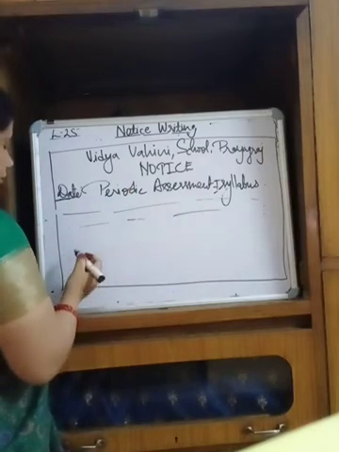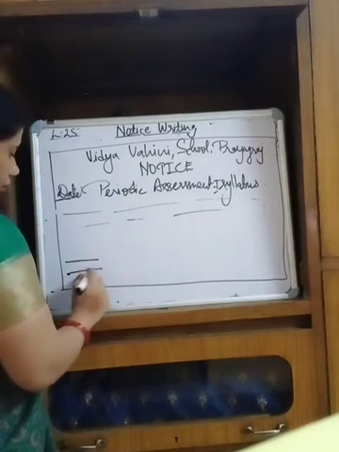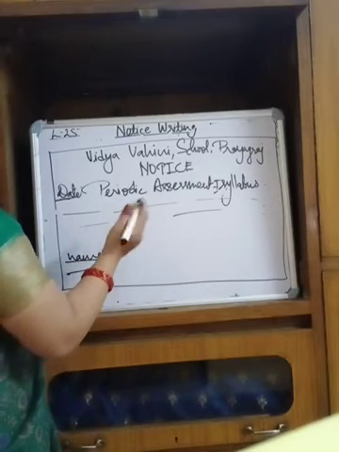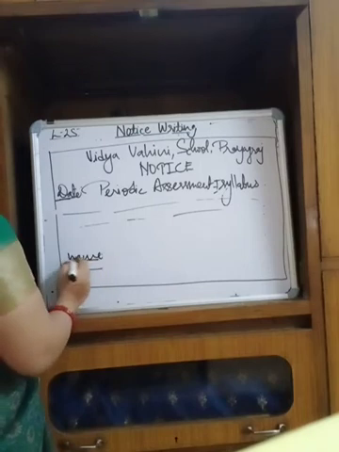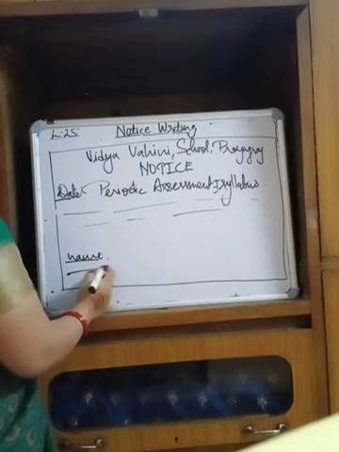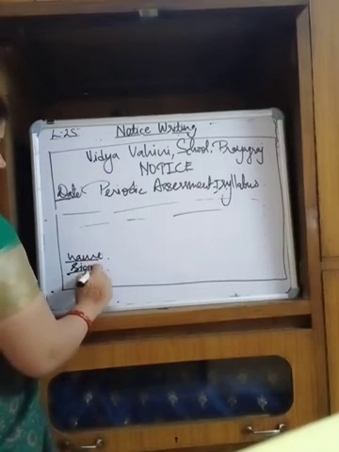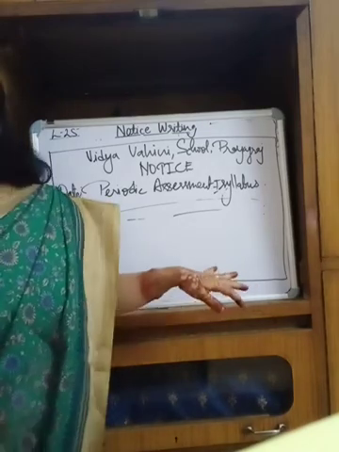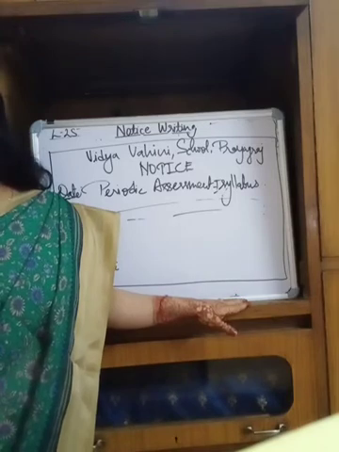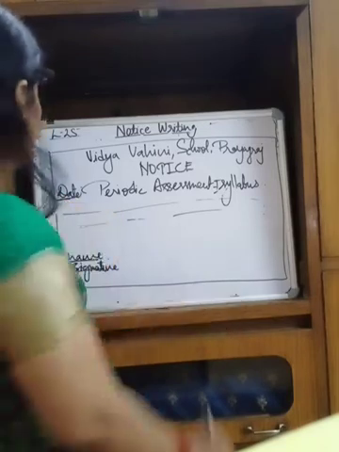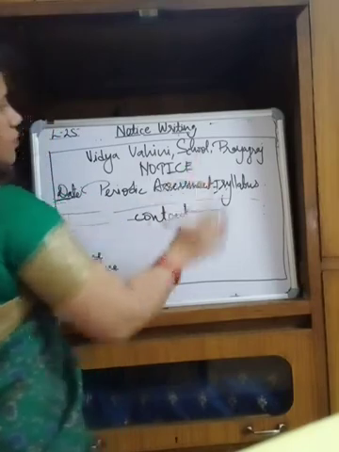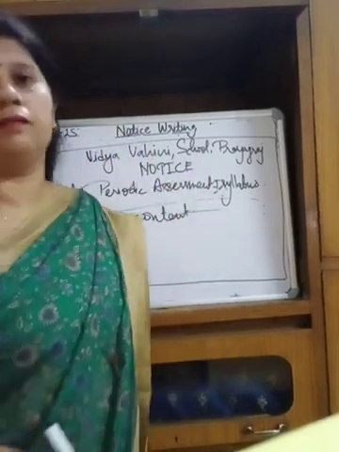And then after that, here you have to write down the name of the person who has given it. Suppose our principal ma'am, her name should be there and her signature should be there. And then your notice is complete. Right? There is the content. And this is the way your notice will be complete.